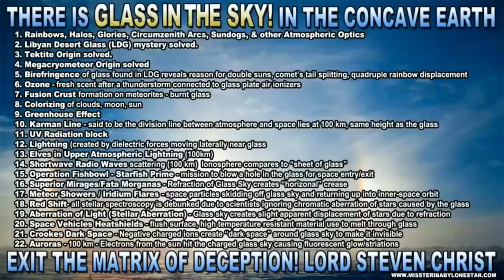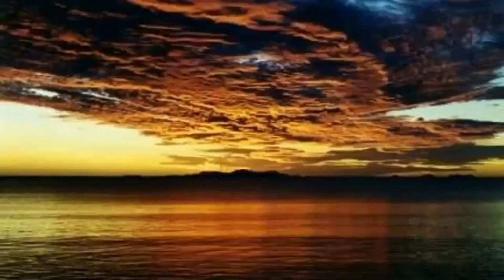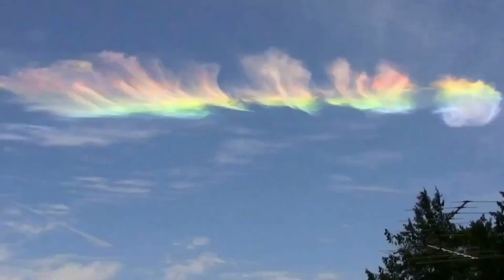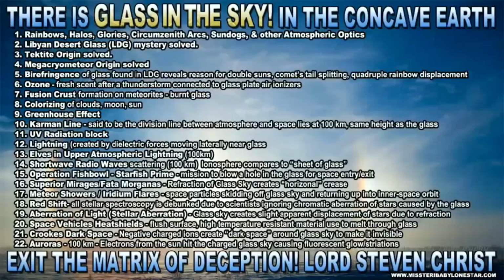Number 8, colorizing of clouds. Sometimes you'll see clouds, they have like a rainbow pattern to them, or reddening of the clouds at the horizon. That's all due to the glass, which casts different colors through different regions of the sky. That's what glass does, folks. Glass disperses the white light.